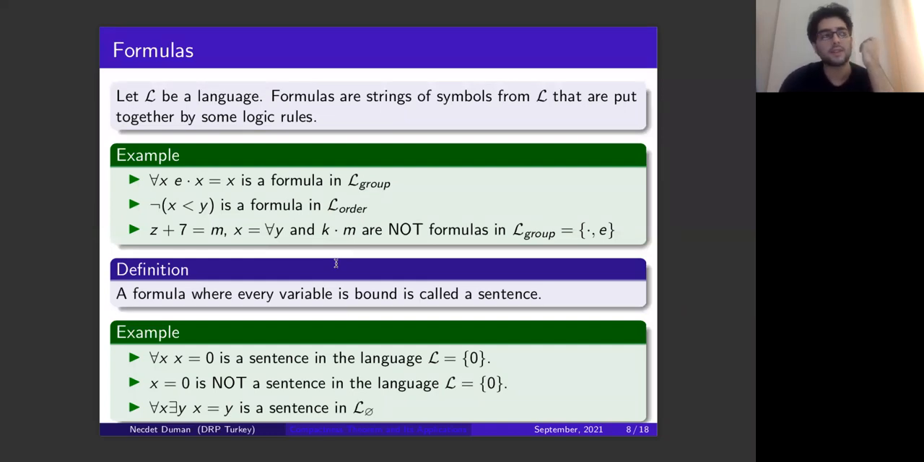Now we will only consider some nicer formulas. Formulas where every variable in a formula is quantified. So for example, this guy, there is one variable symbol and it is quantified. So this is a sentence in this language. And this guy is not a sentence because there's a variable and it is not quantified. Being quantified for a variable also means being bound. Those are the same things. And this guy is a sentence because both of those are quantified.